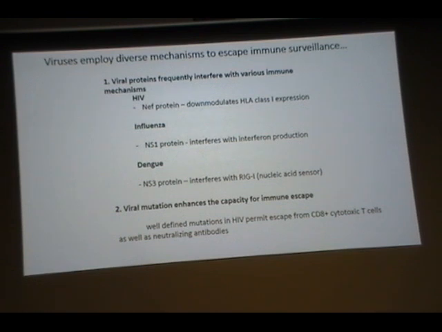Another way is through mutation. HIV is a classic example. A person gets infected with HIV, they mount a CTL response, a CD8 T cell response, and soon enough, the virus gets suppressed, but then it mutates around it. And so you get these escape mutants, and now the virus can persist and continue to replicate. And so that can cause a lot of problems.